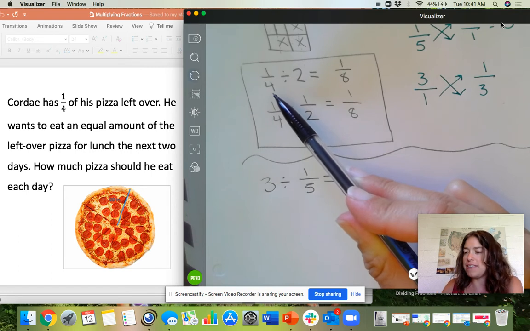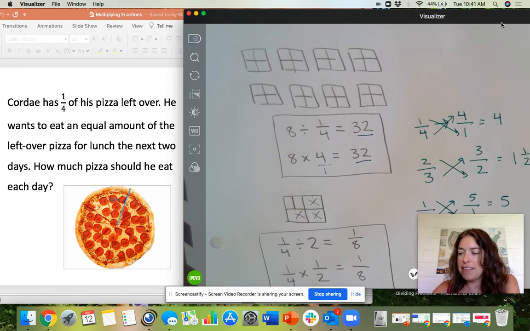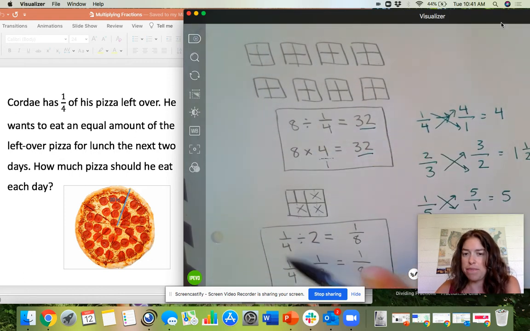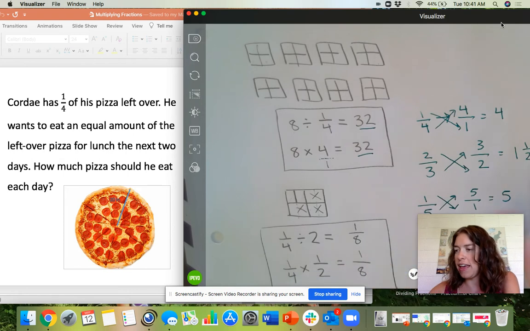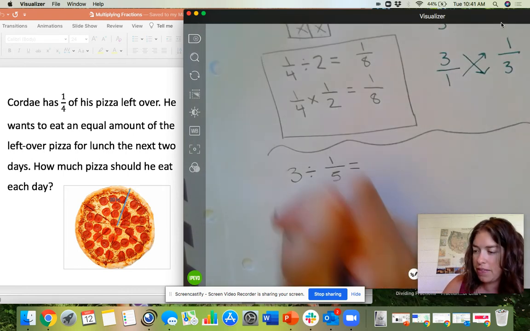So notice that I didn't do anything to my first number. My 8 stayed the same. My 1/4 stayed the same. So I'm not going to change anything about the 3. I'm just going to keep the 3 the way it is.